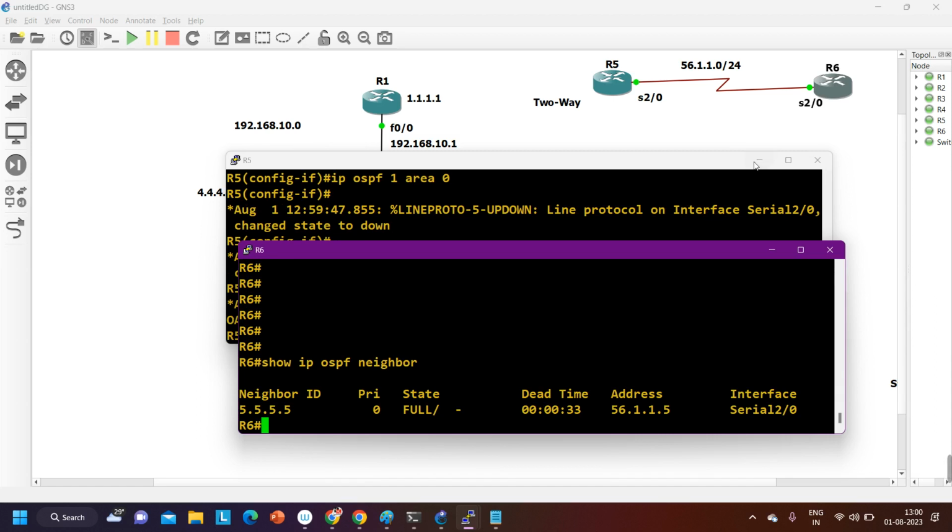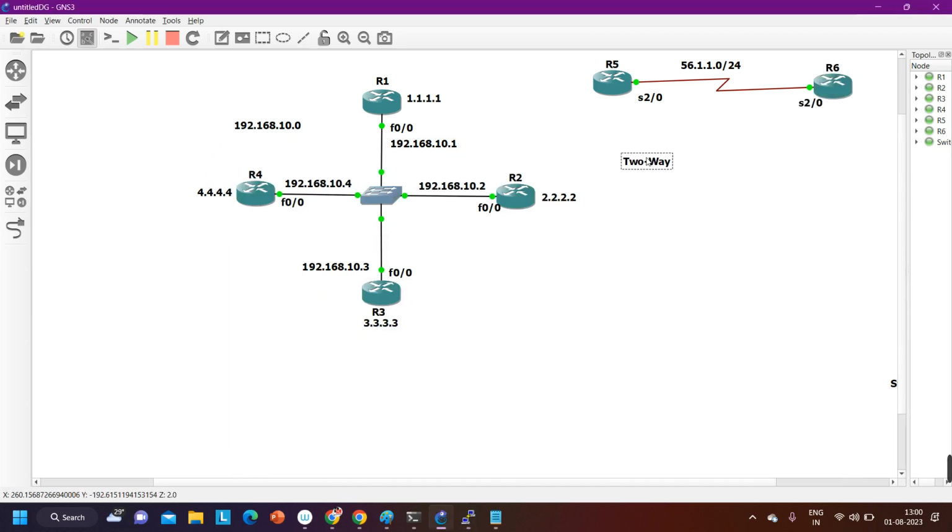Getting my point? So first thing is, DR and BDR election happens in the two-way state. Second thing is, DR or BDR is required in a broadcast network. This is the second thing that you need to keep in mind in OSPF. First thing, the state. Second thing, when DR and BDR is required.